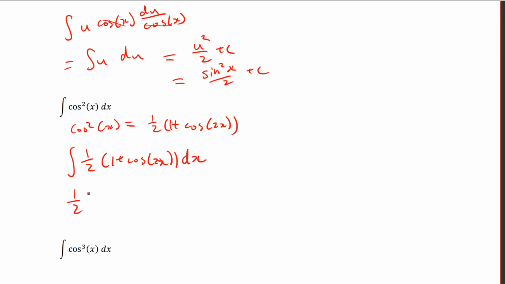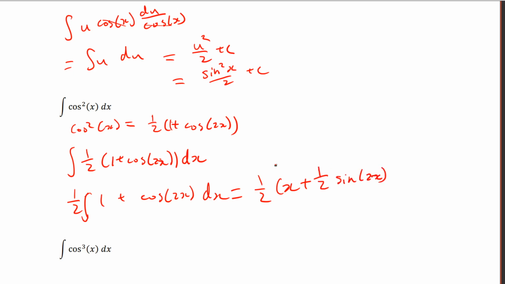dx, which is half of 1 plus cos 2x dx, and that equals half of the integral of 1 is x, integral of cos 2x is half sine 2x. So integrating cos becomes sine, but then since there's 2x on the inside, I have to divide by the coefficient of x. So I'll get this, and I'll just plus c.